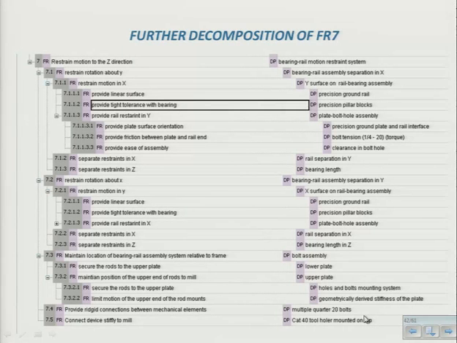FR7, restrained motion in the Z direction. So restrain rotation about Y, restrained motion in X. I'm sorry. What we need to do first, though, as we review a design, is look at just one level at a time. So we have 7. 7 is decomposed into 7.1, 7.2, 7.3, 7.4, 7.5. And so now we have to look at those and say, are they semi-min?